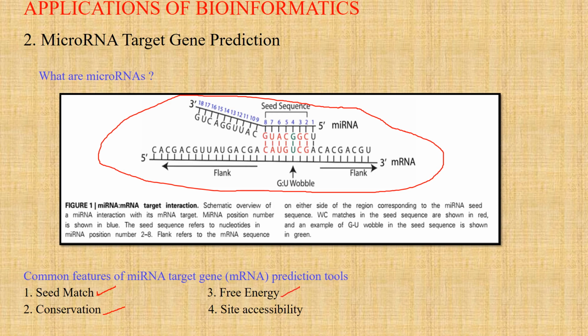We have the free energy. The free energy determines how stable this binding is. The lower or the more negative the free energy, the more stable is this binding between the microRNA and the messenger RNA, and the more likely that this messenger RNA will be a target for the microRNA.